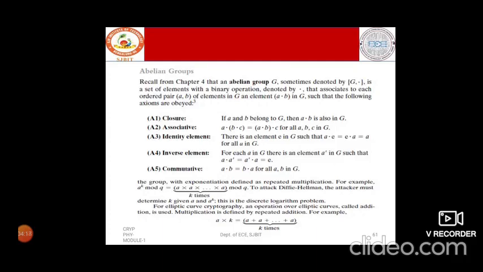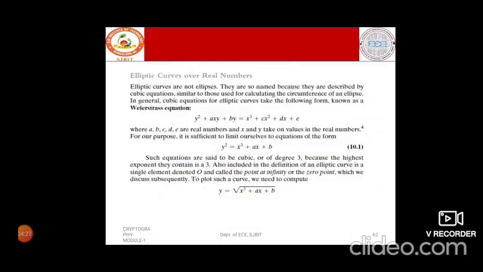Before looking at this, let us consider elliptic curves in which the variables and coefficients are real numbers, as this case is perhaps easier to visualize. When it comes to elliptic curves over real numbers, elliptic curves are not ellipses. They are so named because they are described by cubic equations, similar to those used for calculating the circumference of an ellipse. In general, cubic equations for elliptic curves take the following form, which is known as the Weierstrass equation.